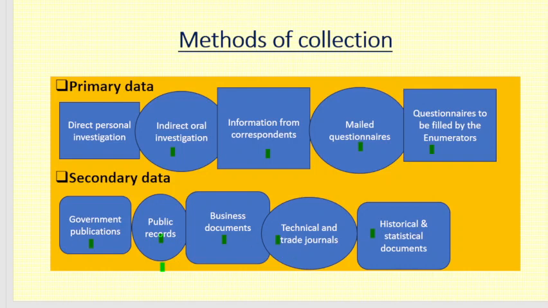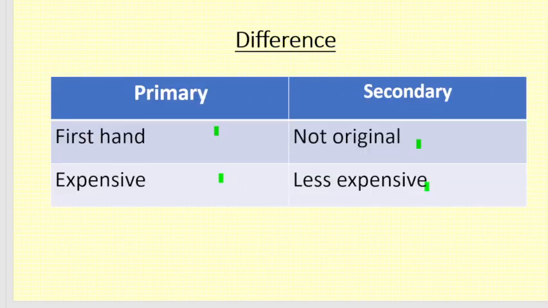Then the last slide: the difference between primary and secondary. How can you differentiate between them? The first difference is that primary data is first hand. It is all original data, collected for the very first time. There is no addition, no alteration, nothing done to it. It is the original fact as it is jotted down.